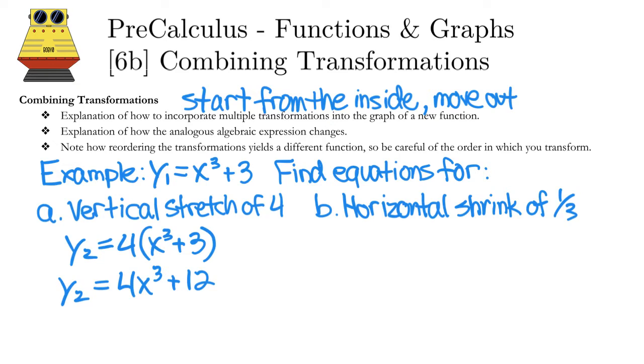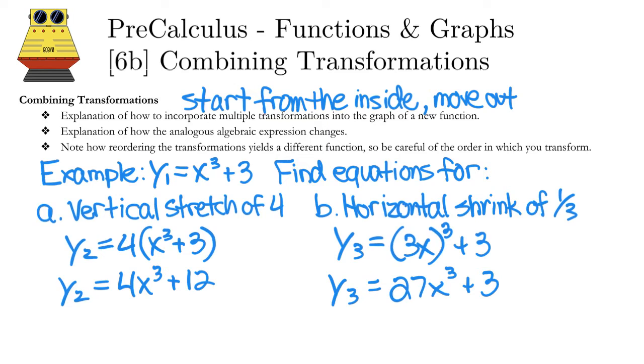In Lesson 6A, we also learned that if you plug in 2x into a function, the graph of that function shrinks horizontally, and it shrinks by a factor of 1/2. So if we want this function to shrink by a factor of 1/3, we should plug in 3x. So we have y sub 3 is equal to (3x)^3 plus 3. And that's equal to 27x cubed plus 3.